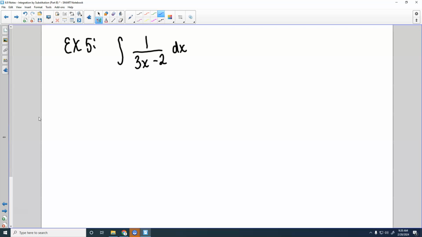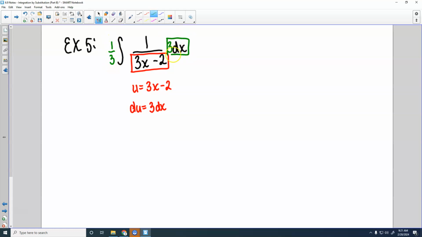All right, so what do you guys think for the u for this one? 3x minus 2. All right. So u would be 3x minus 2. Du then is just 3 dx. So we don't have the 3 with our dx, but we can multiply that in right there very easily as long as we put our 1/3 out front.